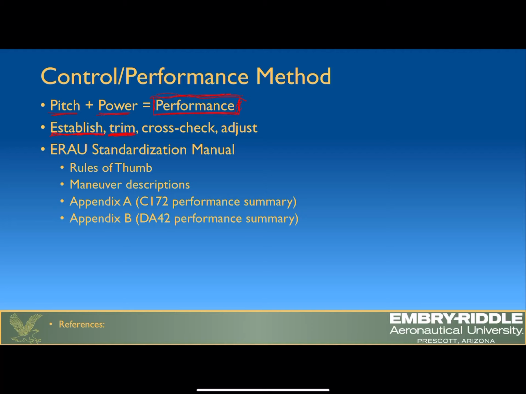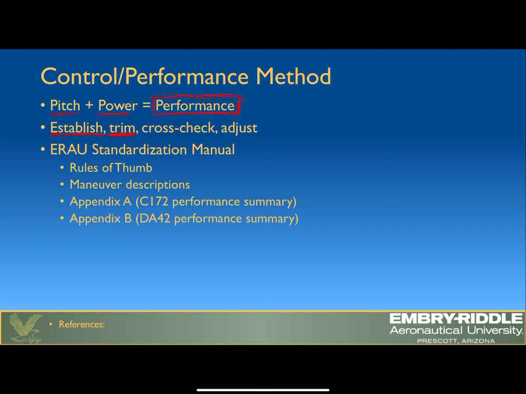If you're doing an approach, you probably have an approach plate. You're probably looking at different altitudes and waypoints and VORs you're trying to intercept. So you have a heavy task load. And when you establish your pitch and power, and then you trim, ideally the aircraft should be taking care of itself at that point.